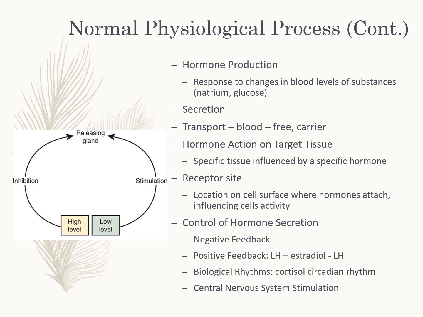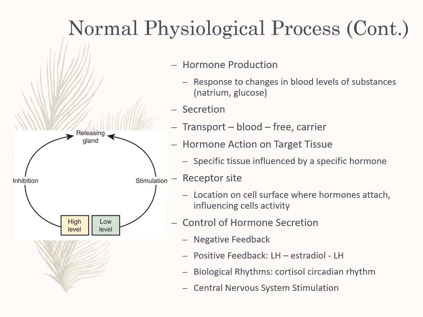So when we're talking about negative feedback, this is the most common type, where information regarding a hormone level or the effect of a hormone is communicated back to the gland that secretes a hormone, which directs the need for hormone secretion or suppression.